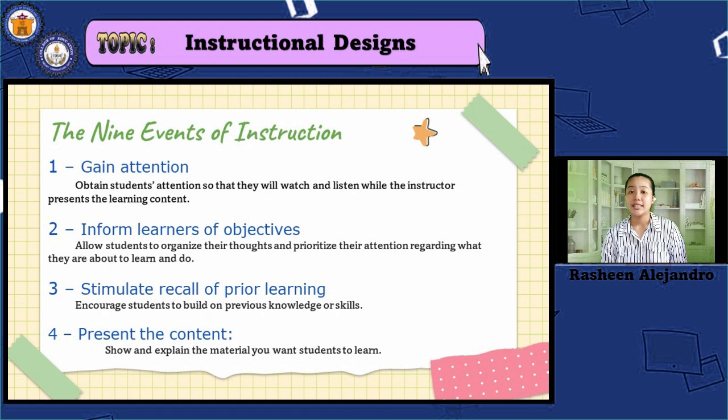The third event of instruction is stimulate recall of prior learning. Encourage students to build on previous knowledge or skills. It simply means that teachers should connect the current lesson to the prior knowledge of the learner. The fourth event of instruction is present the content. Show and explain the material you want students to learn. After drawing on the prior knowledge, the content is then presented to each learner.